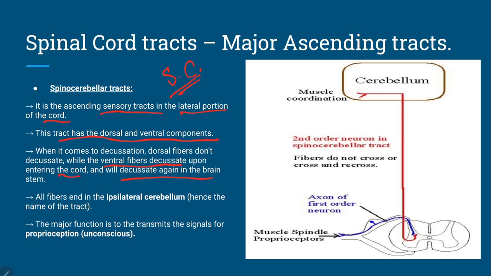All fibers end in the ipsilateral cerebellum, hence the name of the tract, and the major function is the transmission of proprioception, or unconscious proprioception. So for example, muscle spindle proprioception comes here, first synapse, and then it goes up to the second order neuron, and the third order neuron is right up there.